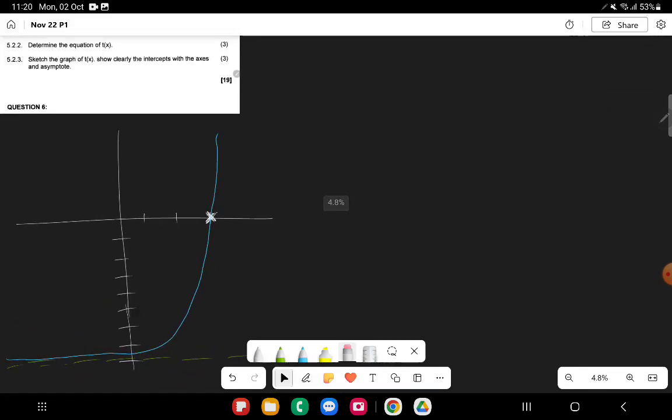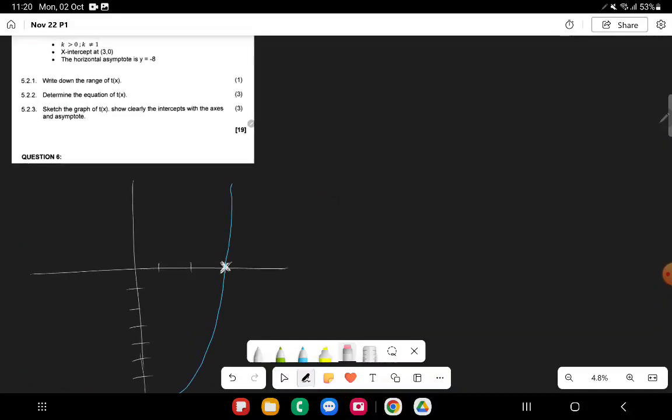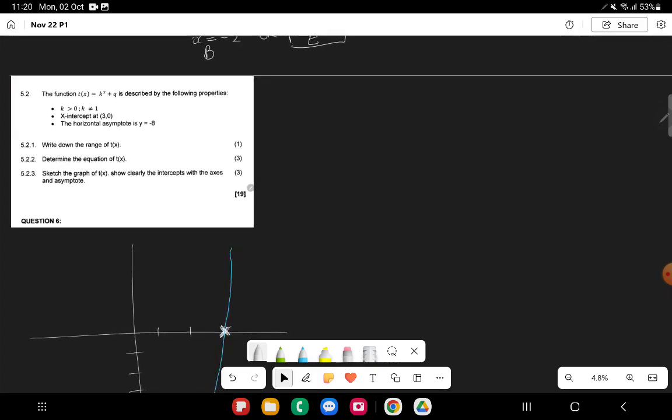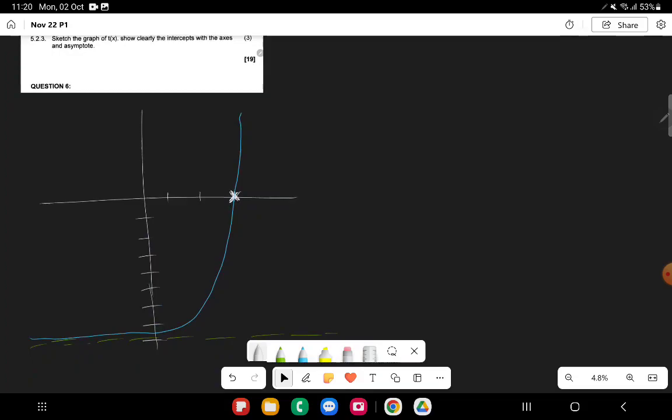So let's answer the first question. What is the range? Range, if you remember, question number 1 speaks to the range. Range talks about all the values of y that are valid, right? So which values of y are valid? If you look at the sketch that we drew, we notice that the graph does not go here.